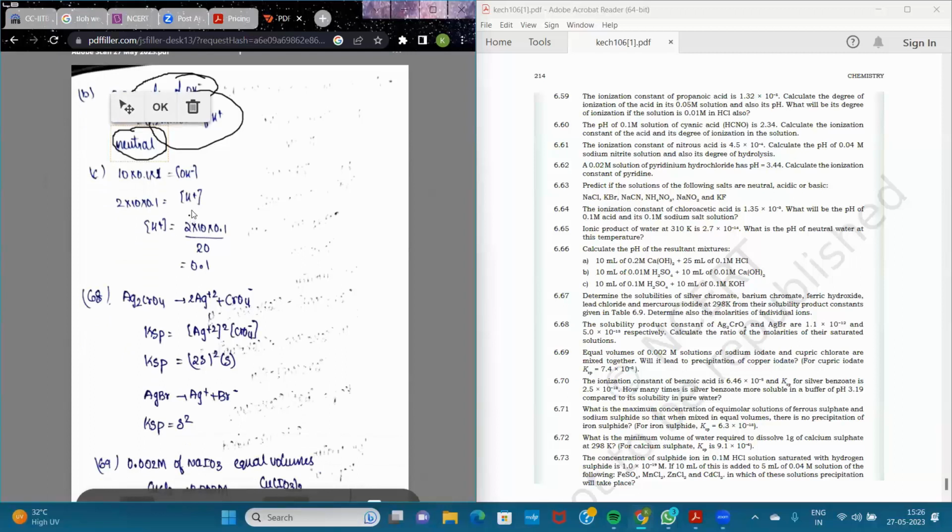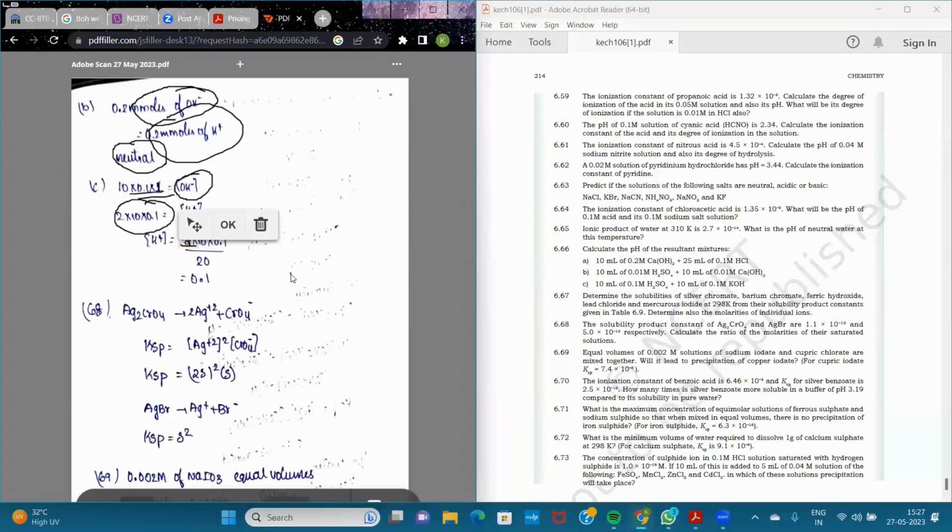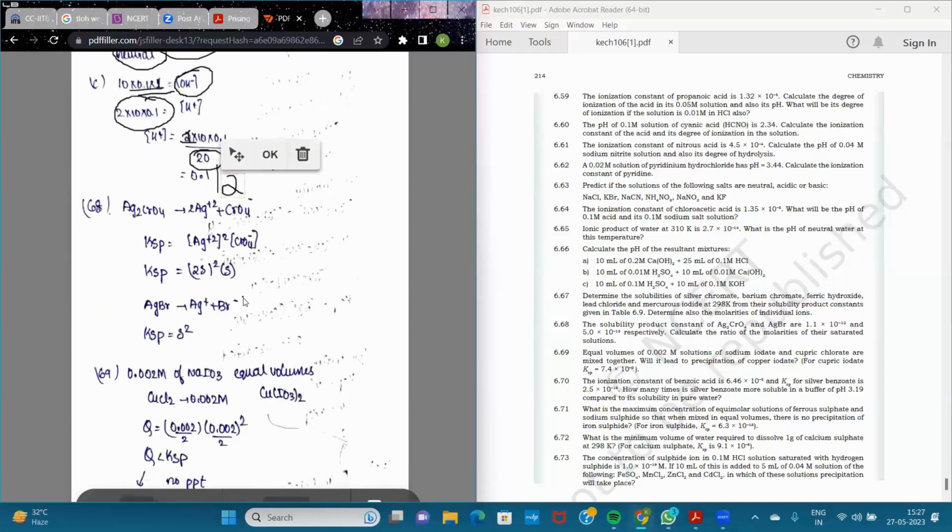In C part, the millimoles of OH minus are 1 and millimoles of H plus are 2. So the concentration of H plus would be 2 into 10 into 0.1 minus 10 into 0.1, as 1 millimole of OH minus has already reacted. It is neutralized into water. The leftover H plus ion is 1 into 10 into 0.1. Divided by total volume, 10 plus 10, so it's 20 ml, we'll find the concentration of H plus. From that, we can find the pH easily.